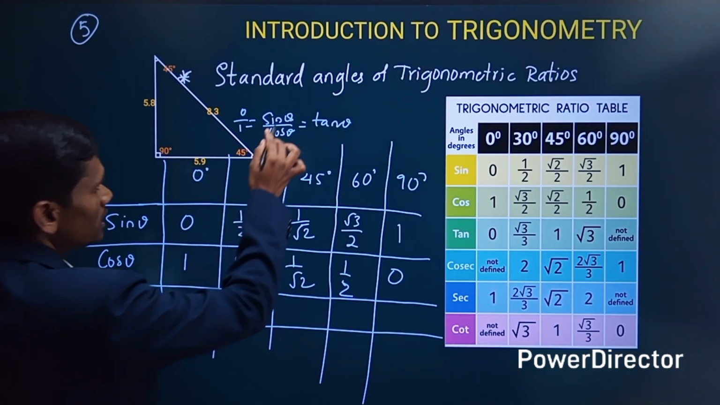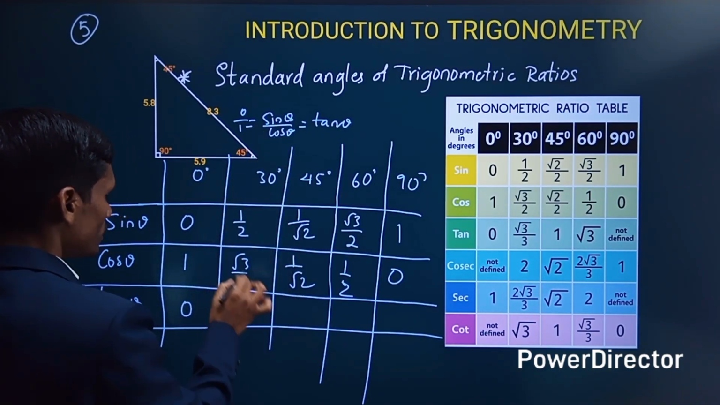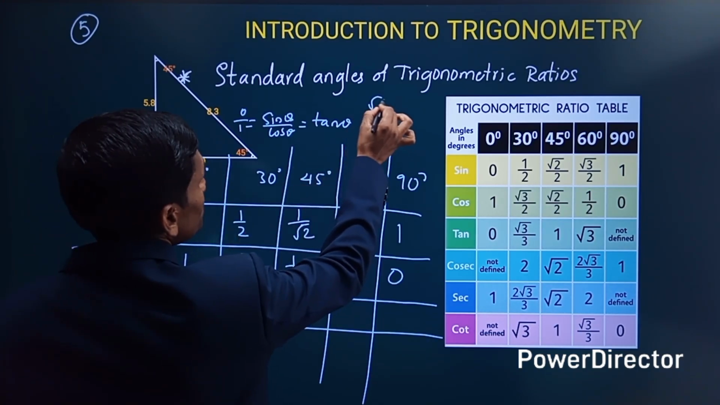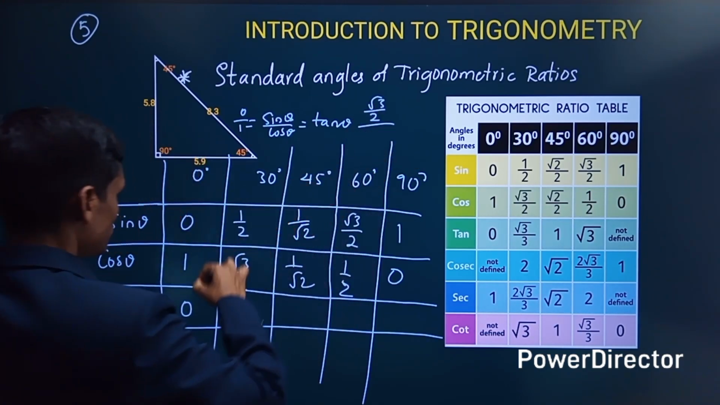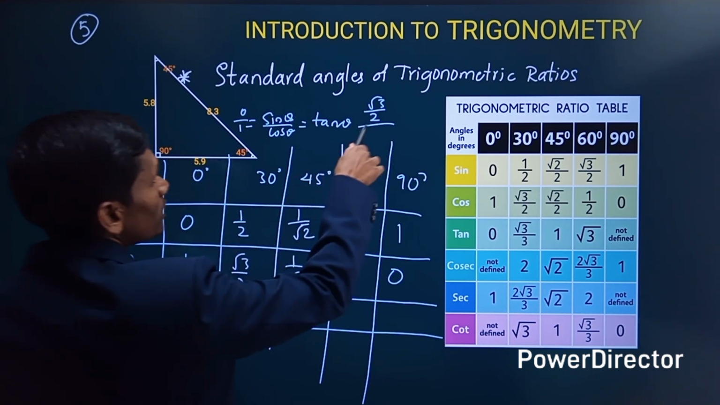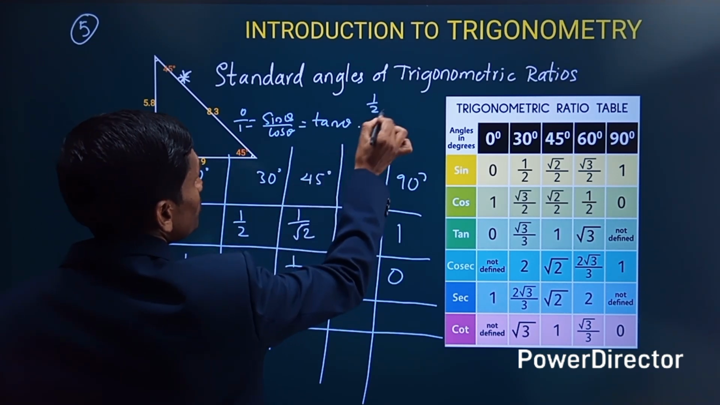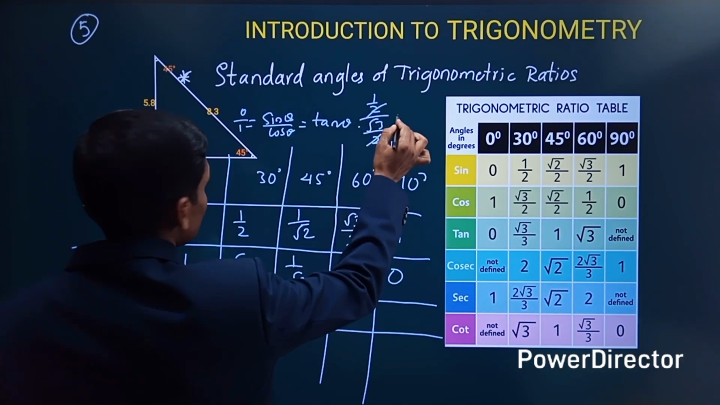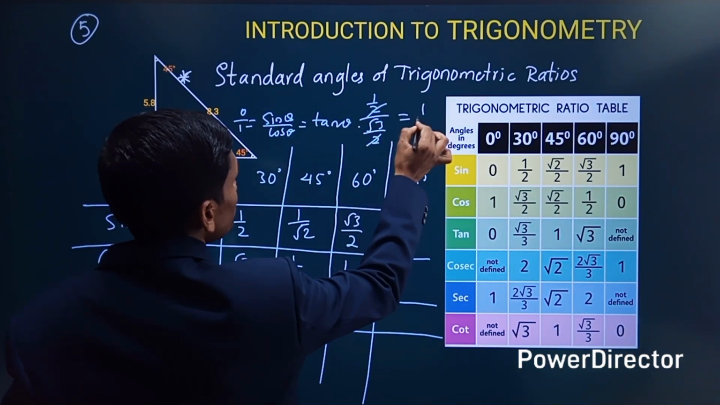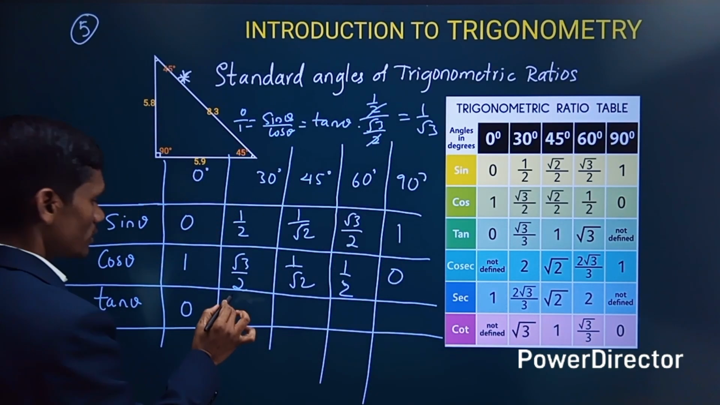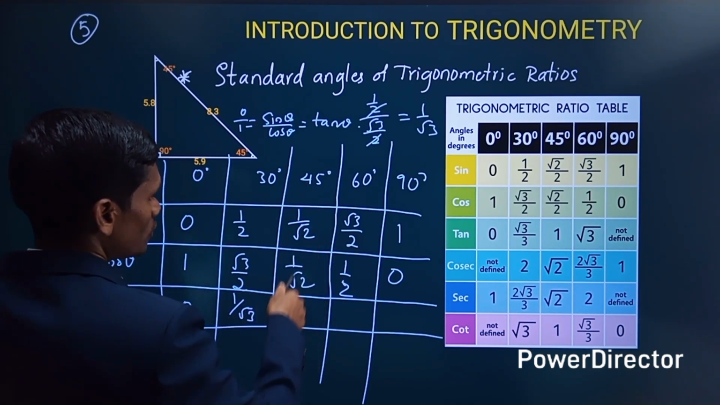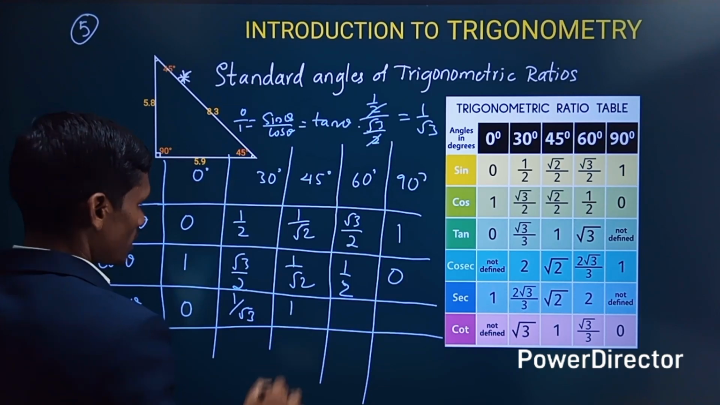Next, in the same way, sin theta by cos theta: 1 by 2 divided by root 3 by 2. If you cancel, 1 by root 3 remains. So this becomes 1 by root 3. In the same way, here 1 by root 2 divided by 1 by root 2 gets cancelled, and 1 comes.